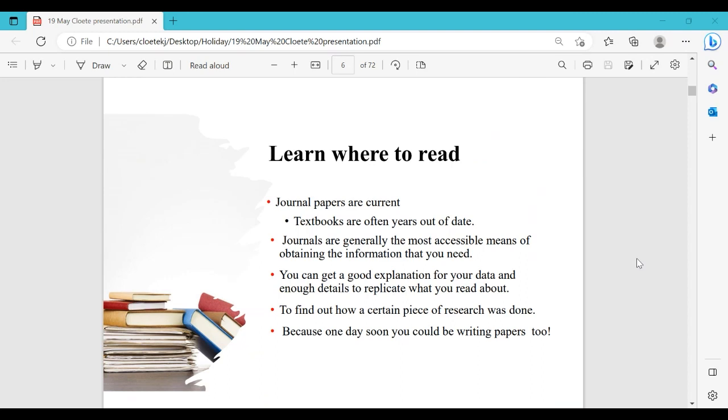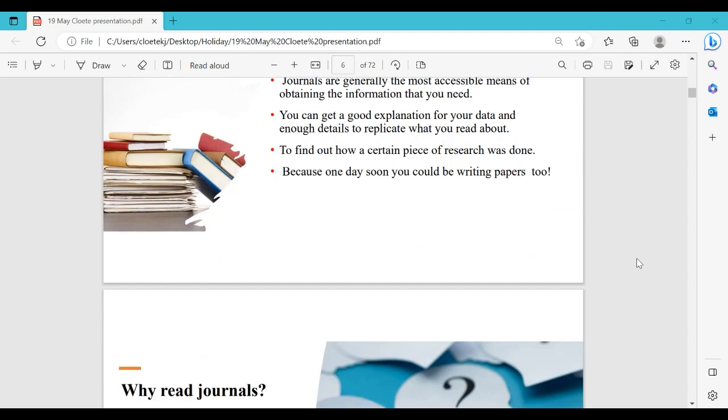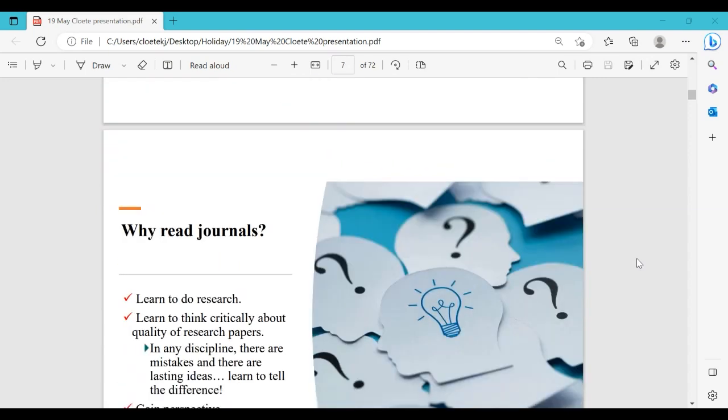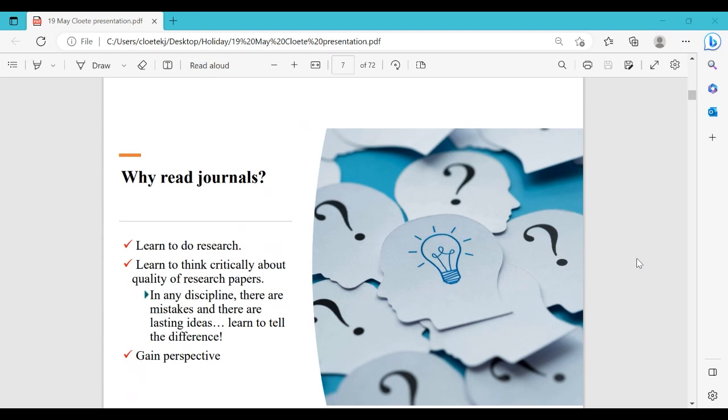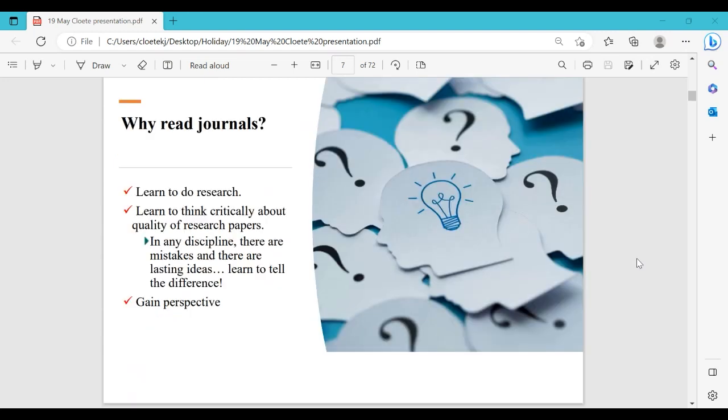You need to learn how to read these papers in journals, because one day you'll be writing a paper yourself. This is extremely important in your career development, to already start publishing papers in your M and D studies. So don't wait, start publishing early. Now let's move on to why we should read articles or papers in journals. We want to learn at a very early stage of our career how to do research. We need to learn how to critically think about the quality of a paper.